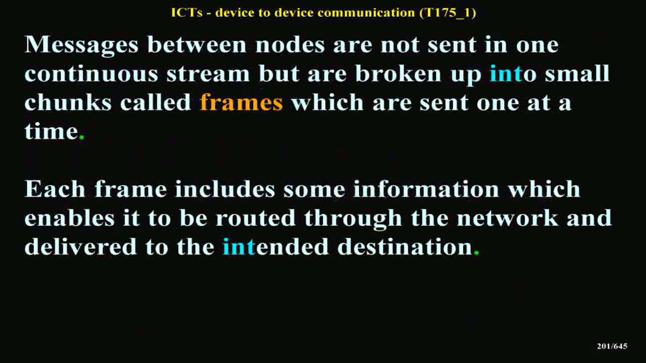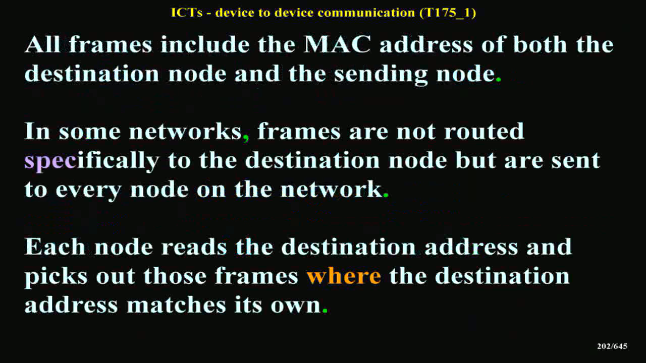Messages between nodes are not sent in one continuous stream but are broken up into small chunks called frames, which are sent one at a time. Each frame includes some information which enables it to be routed through the network and delivered to the intended destination. All frames include the MAC address of both the destination node and the sending node. In some networks, frames are not routed specifically to the destination node but are sent to every node on the network. Each node reads the destination address and picks out those frames where the destination address matches its own.